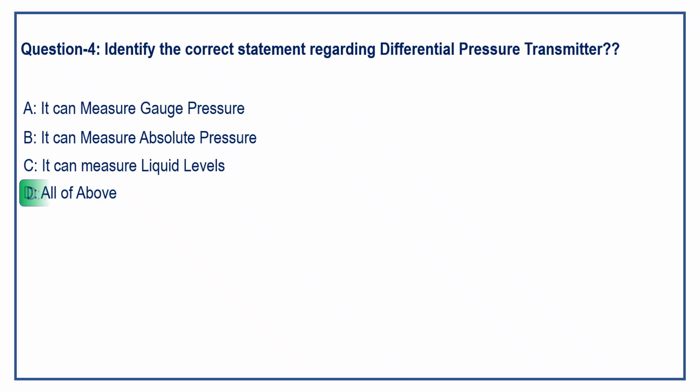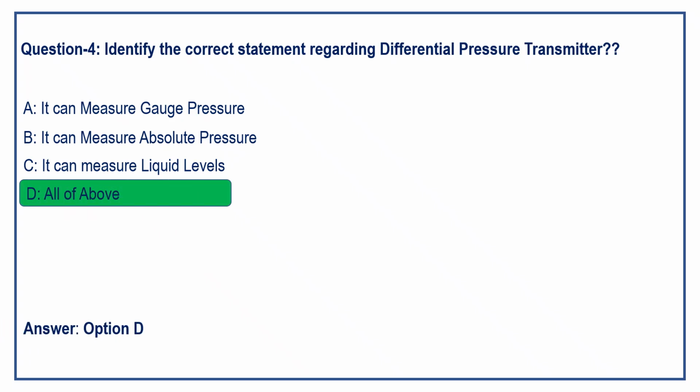And the right answer of this question is option D, all of above. Yes, a differential pressure transmitter can measure gauge pressure, absolute pressure, and liquid levels in tanks apart from differential pressure measurement. Yes friends, so differential pressure transmitter is a very versatile device which can measure gauge pressure, absolute pressure, liquid levels, and differential pressure. So the right answer of this question is option D.